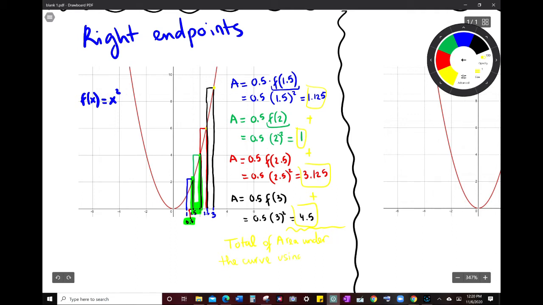using the right endpoint is, okay, and then we can add them up. 1.125 plus 1 plus 3.125 plus 4.5.